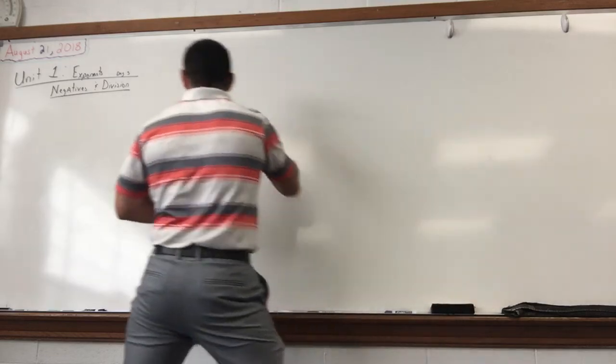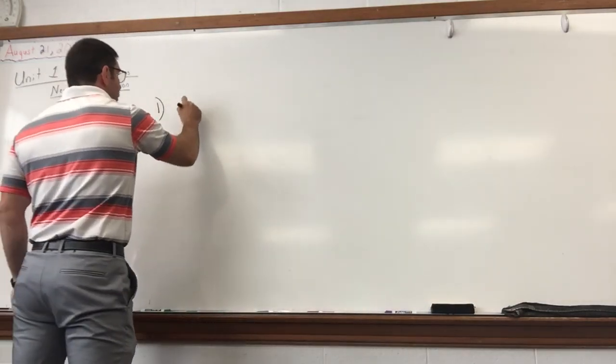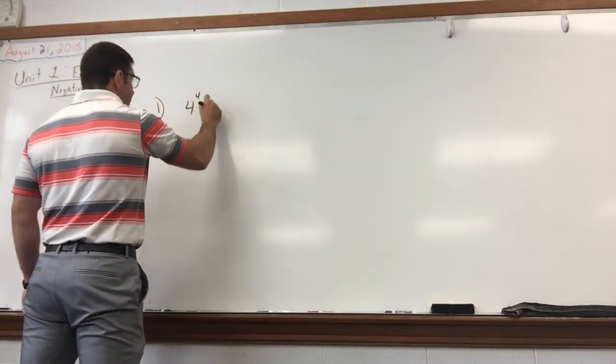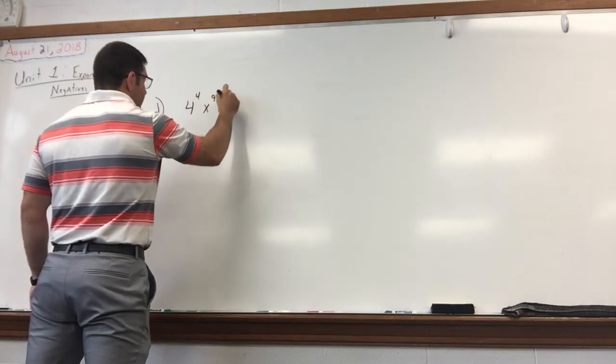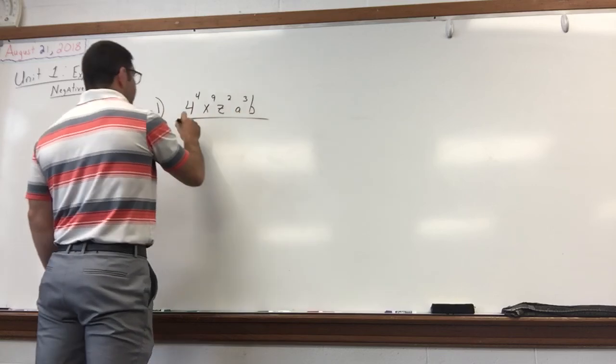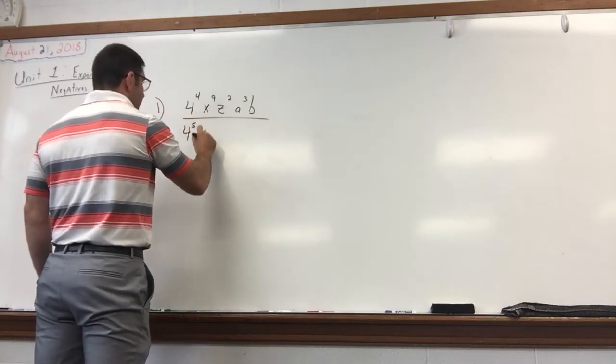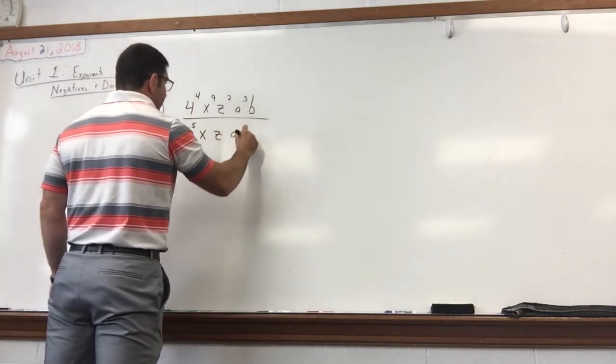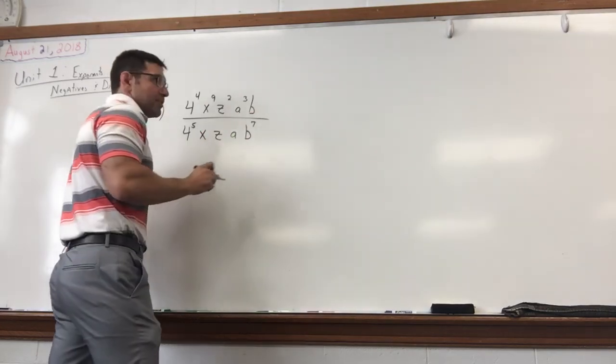So, here's your 2 problems. Number 1. 4 to the 4th, x to the 9th, z to the 2nd, a cubed b, all divided by 4 to the 5th, x, z, a, b to the 7th.